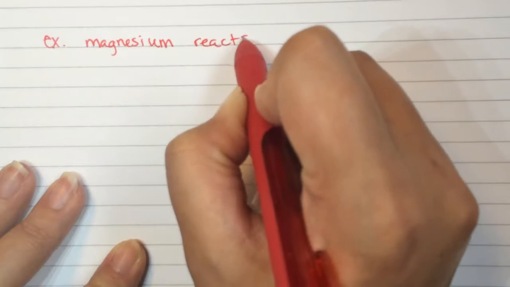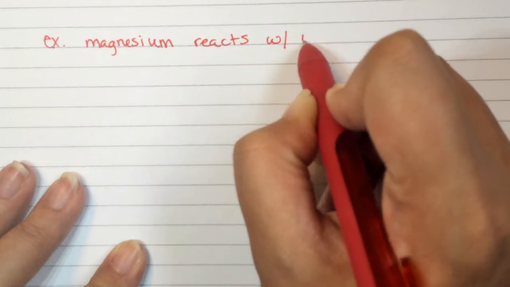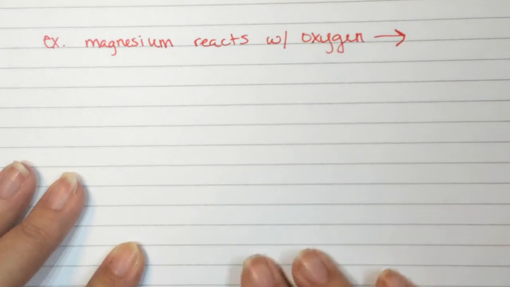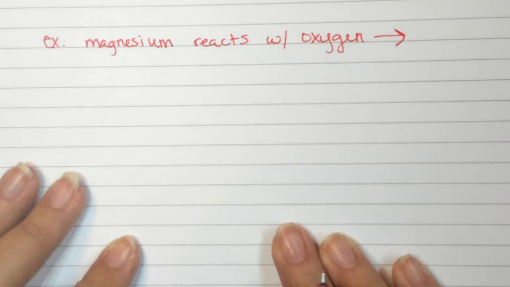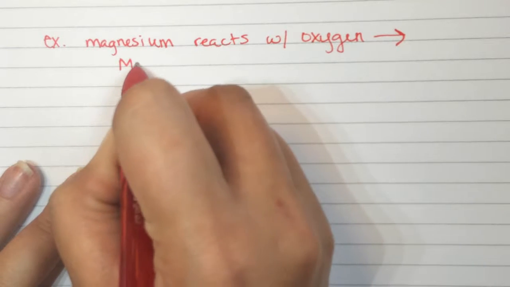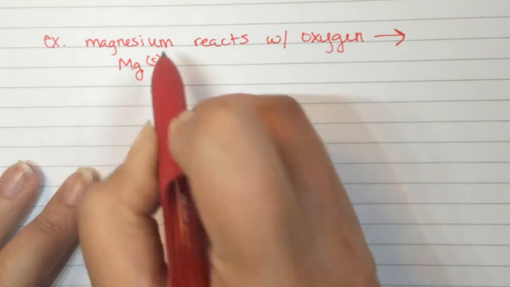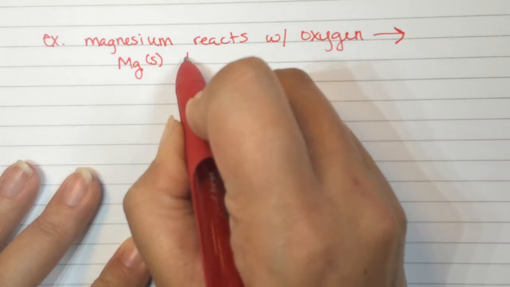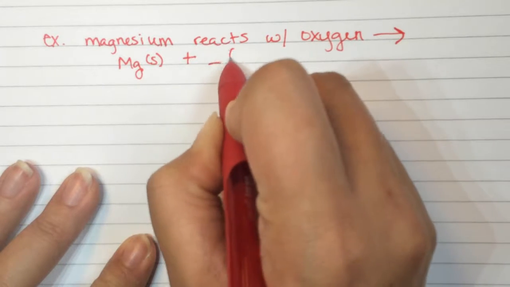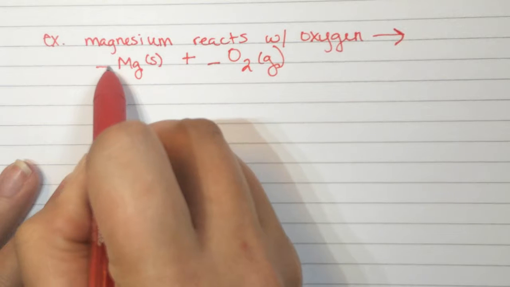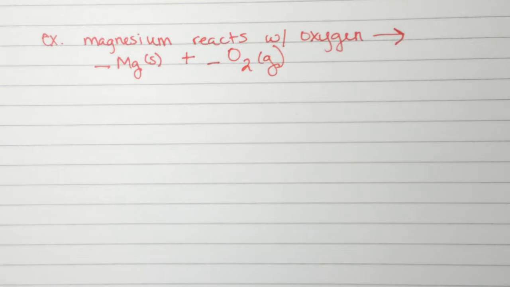reacts with oxygen. And I tell you to predict the product. So I draw an arrow. All right, we know magnesium is Mg, and it is going to be a solid because it's a metal by itself. We know reacts has the plus sign, and oxygen is considered a gas, and it's diatomic, so it gets a subscript of 2 automatically.